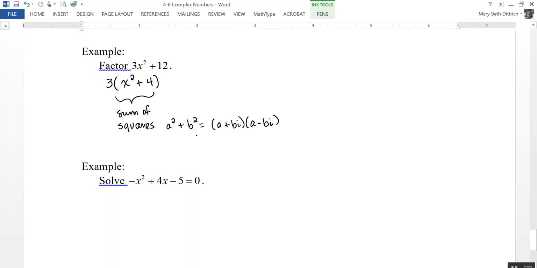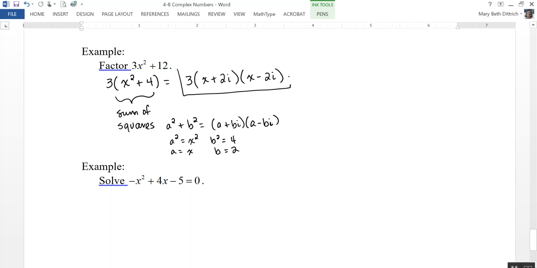And in this case, my a squared is x squared, so a is equal to x. My b squared is 4, so my b is equal to 2. So that part is going to factor into 3 times a plus bi, x plus 2i, and then an a minus bi, x minus 2i. And that's my final answer.